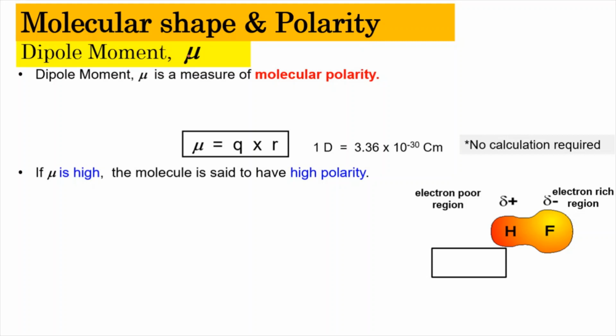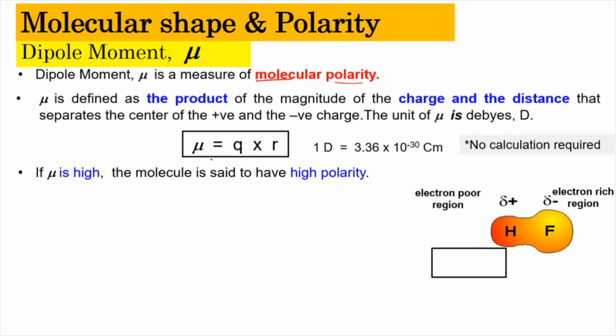Okay, and now we're going to focus on the dipole moment. So just now we looked into the polarity of the bond, untuk satu ikatan. Sekarang we're going to look into the molecular polarity secara overallnya. So dipole moment can be calculated by using the formula mu equals Q times R, where it is defined as the product of the magnitude of the charge, which is the positive charge and negative charge, as well as the distance that separates the center of the positive charge and the negative charge.